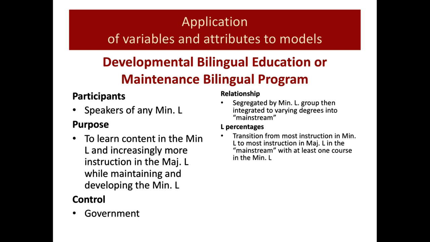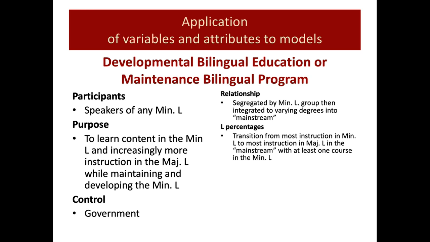And in terms of percentages, there is a transition from most instruction in the minoritized language to most instruction in the majoritized language in the mainstream. But even after students are transitioned into the so-called mainstream, they maintain at least one course in the minoritized language. So say, for example, you're talking about a Spanish-English developmental bilingual education program. Students might have most of their instruction in Spanish with gradually more in English, and they transition into the mainstream in English where they're integrated with native English speakers, but they still keep taking at least one course that is taught in Spanish.